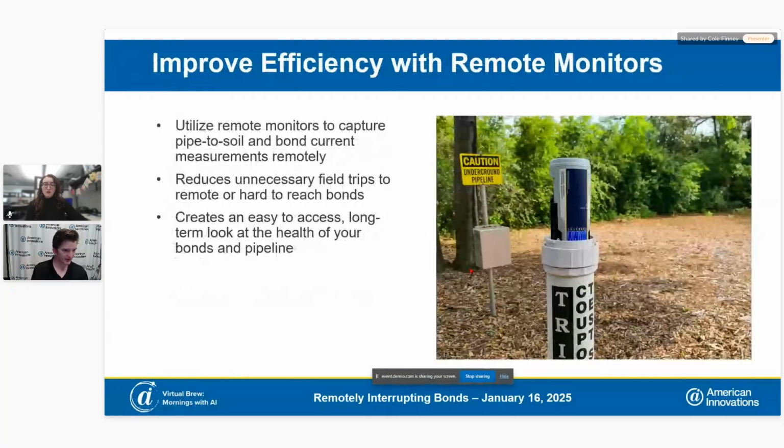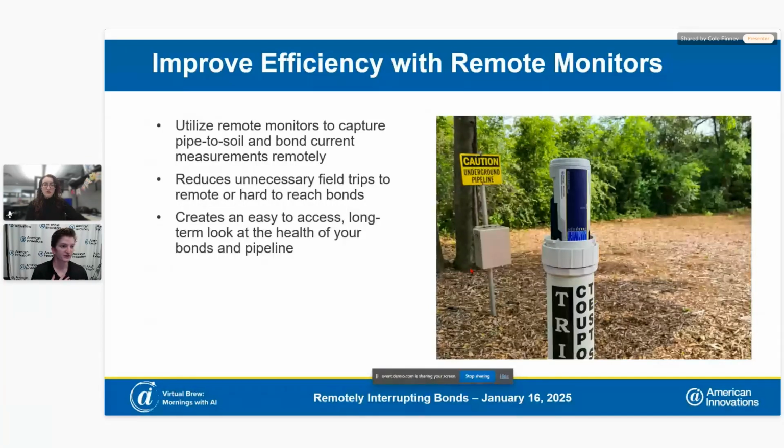So we've talked about what bonds are and what their purpose is, as well as how to manually disconnect them and perform surveys, with the required compliance measurements that you should be taking to ensure that your pipeline is healthy. Now, briefly, everything I talked about was a lot of manual disconnect, manual this, take this apart, spend time taking a manual measurement.